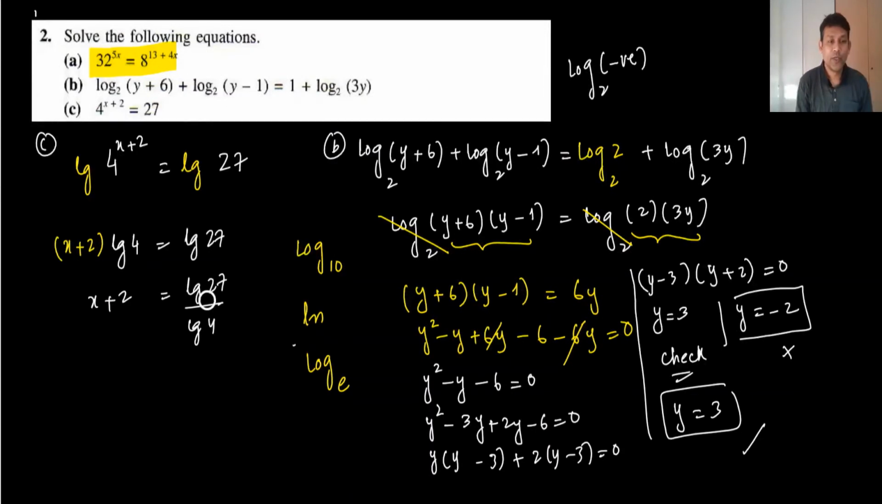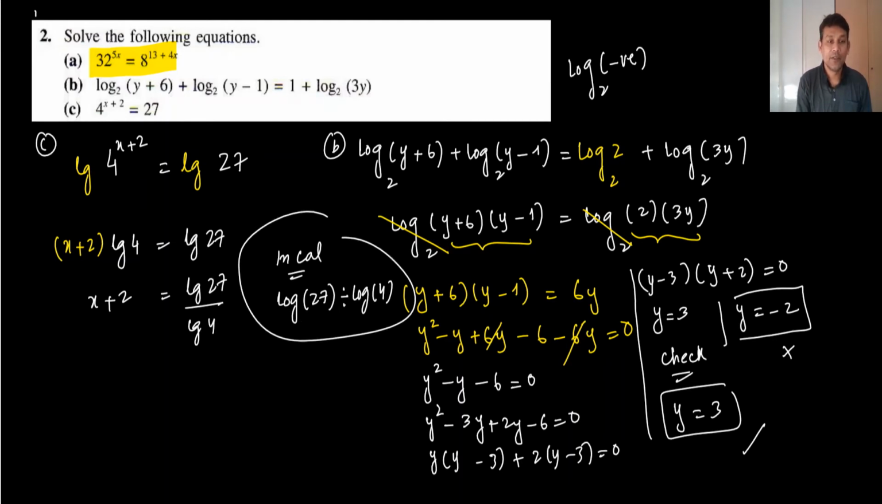So x plus 2, how can we write this in your calculator? Please, in your calculator, lg is log. In the calculator, you write log in the bracket 27 divided by log in the bracket 4 and bracket close. When you substitute this, your answer will be 2.377 for x plus 2. And when you shift 2 to the right hand side as minus 2, it will become 0.377. And we have done question number 2.